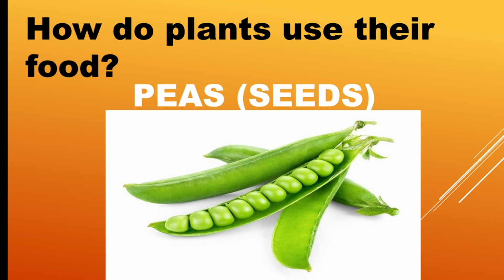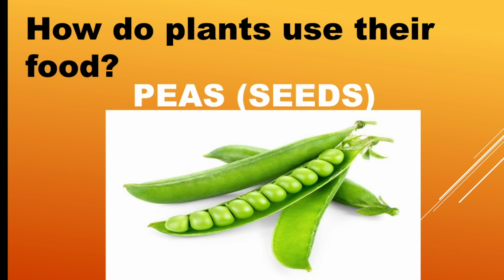The same way, plants also store the excess food. The way they store excess food is in the form of starch, and they store it in different parts of the body. That is what we are going to see in this section.